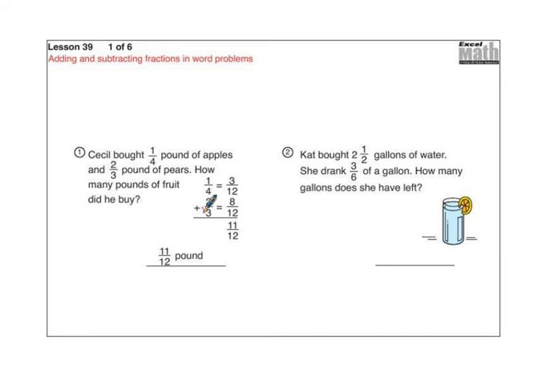All right, this is 6th grade Excel lesson number 39. We're going to be learning about adding and subtracting fractions in word problems. I'm going to tell you right now that probably the most frequently made mistake in 5th grade and 6th grade Excel is kids leaving labels off of word problems with fractions in them.